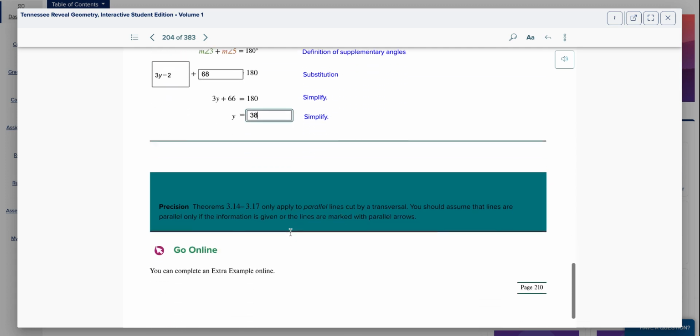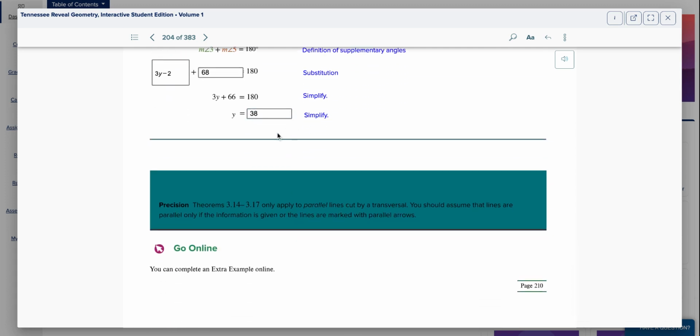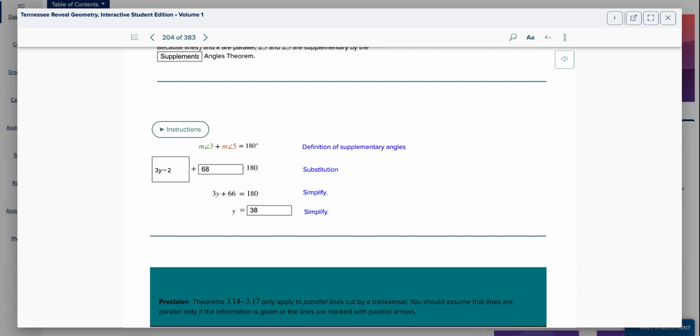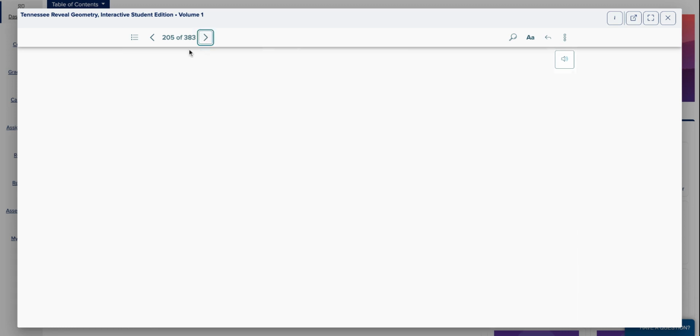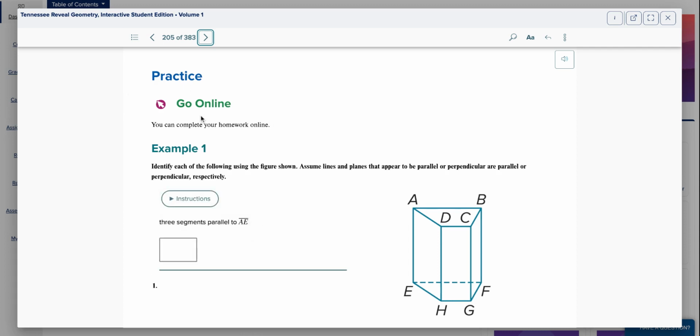All right. So if you guys have any questions about that, ask me. Ask your teacher. Supplementary means they add up to be 180. So if you want to check your work, just ask yourself, hey, when I plug back in, do these add up to be 180 degrees? All right, so let's move on. Okay, it looks like we are done with the last example.